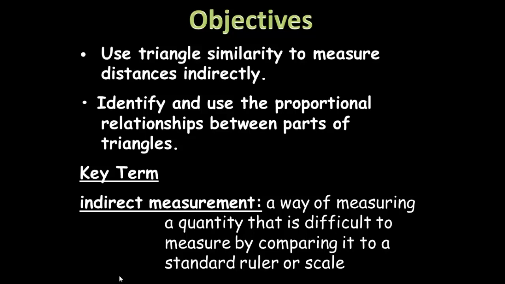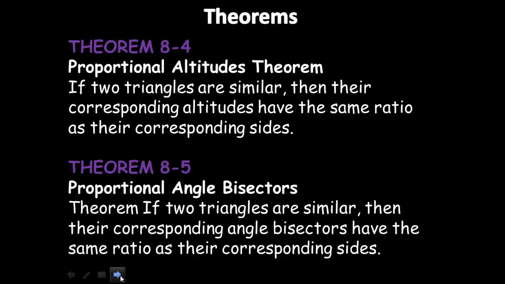The objectives in this lesson are to use triangle similarity to measure distance indirectly, and identify and use the proportional relationships between parts of triangles. The key term this lesson is going to use is indirect measurement. Notice here it says it's a way of measuring a quantity that is difficult to measure by comparing it to a standard ruler or scale.